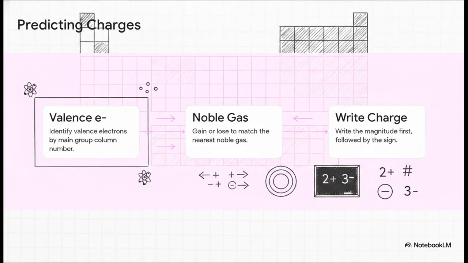So how do we predict what charge an ion will take? Just follow this easy 3-step procedure on test day. Step 1. Identify the number of valence electrons just by looking at the main group column number. Step 2. Decide if it's easier for the atom to gain or lose electrons to match the electron count of its nearest noble gas neighbor. Step 3. Write the charge with the magnitude first, followed by the sign.